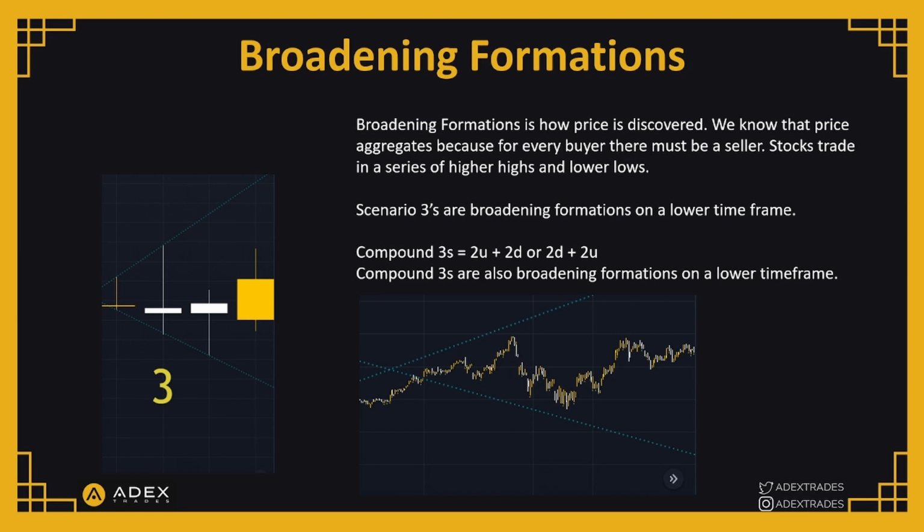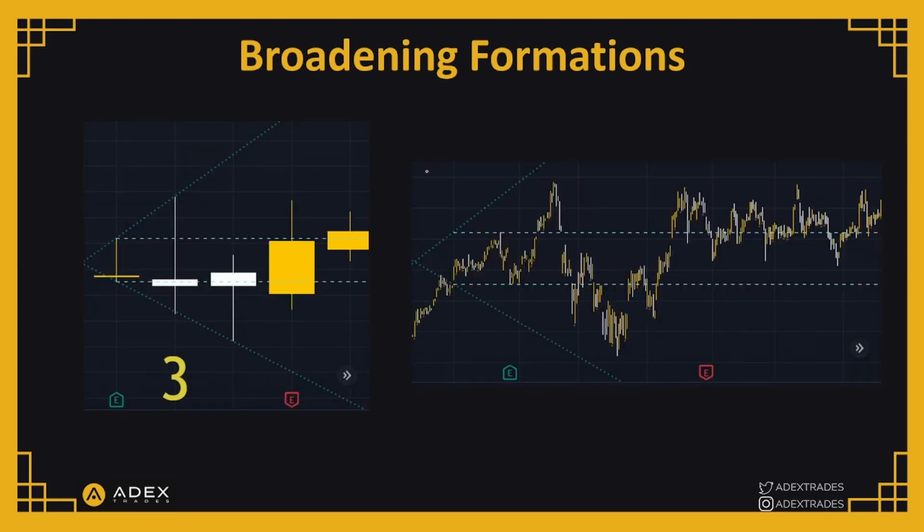All right, so scenario 3s are broadening formations on the lower time frame, and there are things called compound 3s, and those are 2 up 2 down candles, and you can just combine them with each other, or 2 down and 2 up candles. And those two, the 2 up and the 2 down candles, are completely engulfing the previous bar that was before it. This is a broadening formation.